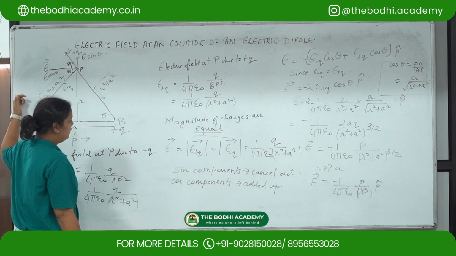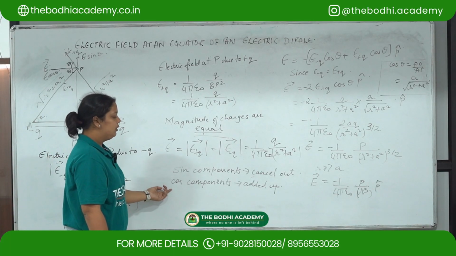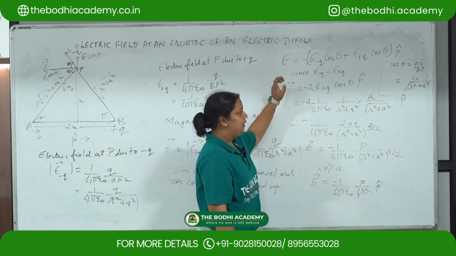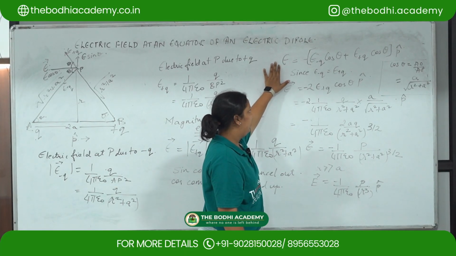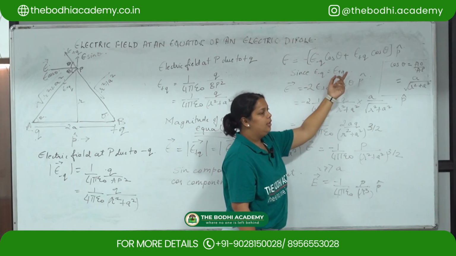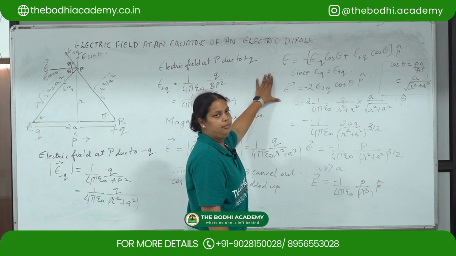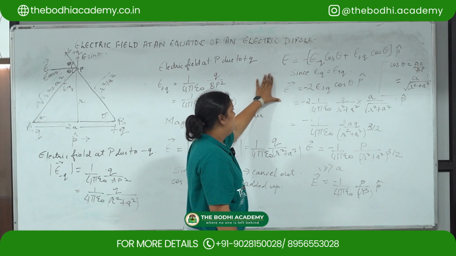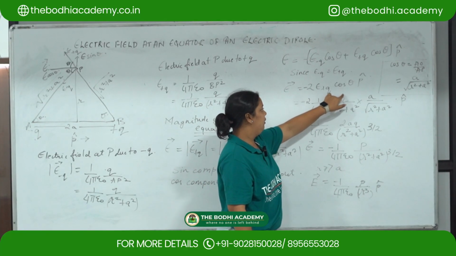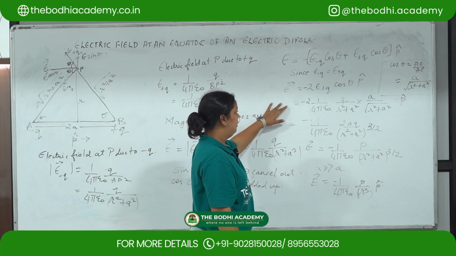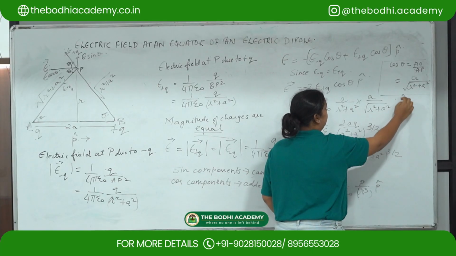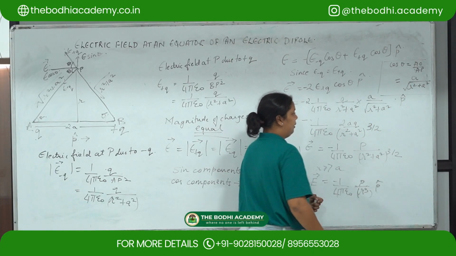The sine components will be cancelled out and it will be the cos component which is considered. So that will be added up. So taking that into consideration, the electric field will be E equal to minus E cos theta and plus E cos theta, taking the cos of the minus Q charge and the plus Q charge. Since both the charges are equal, it will be minus 2E cos theta of any one charge. So cos theta, that is adjacent upon hypotenuse, will be a upon root of r square plus a square.